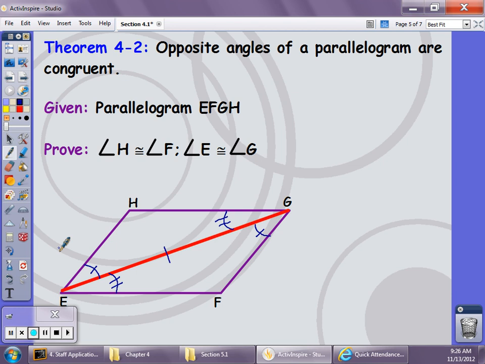Again, we can prove these triangles are congruent using angle side angle. And once we know that the triangles are congruent, we can use CPCTC to prove that all the sides and all the angles are congruent. So now I know that angle H is congruent to angle F, and those are your two opposite angles. I also know that the entire angle E is congruent to the entire angle G. So there we have proven that the opposite angles of a parallelogram are congruent.